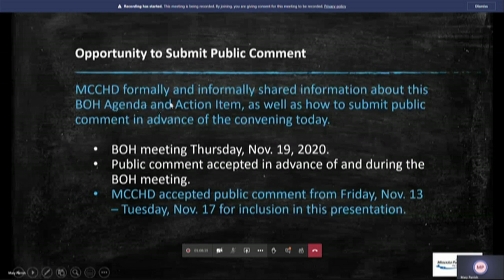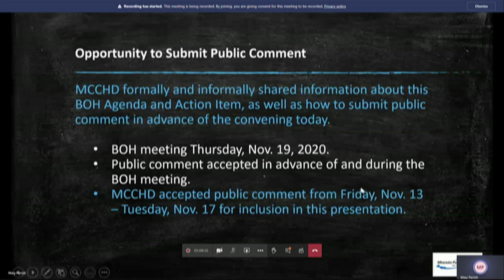The Health Department formally and informally shared information about this Board of Health agenda and action item, as well as how to submit public comment in advance of the convening today. Of course, the Board of Health meeting is today on Thursday. Public comment was accepted in advance, and as we know, it will be also accepted during the meeting itself, but we thought if we could be a little proactive and make a formal announcement and capture public comment in advance, that would be just a real benefit to the board as they deliberate this particular rule.